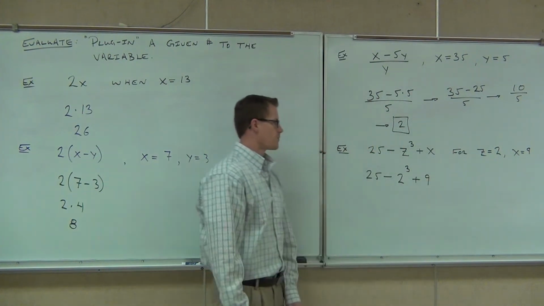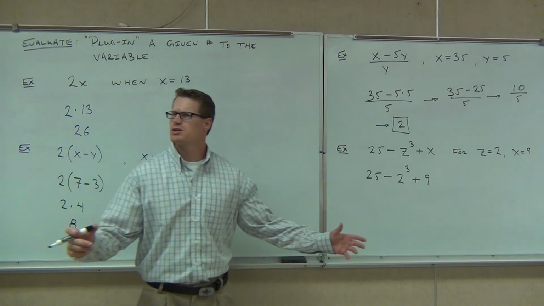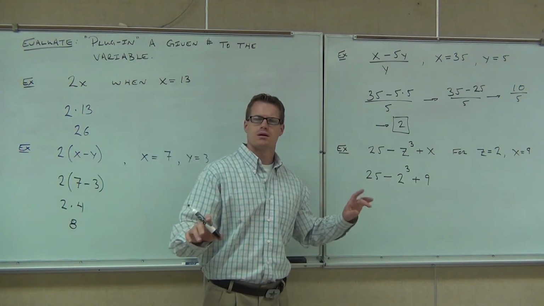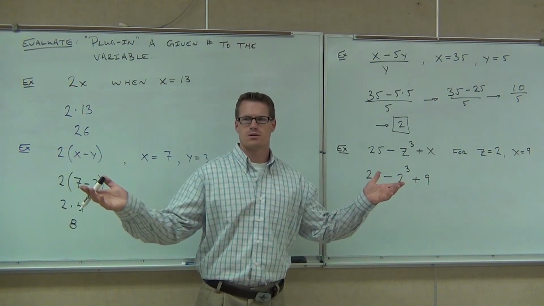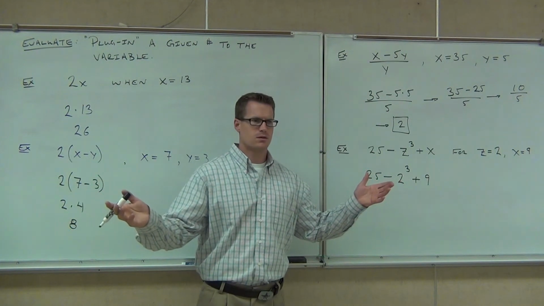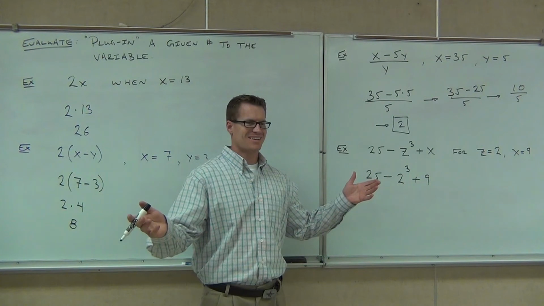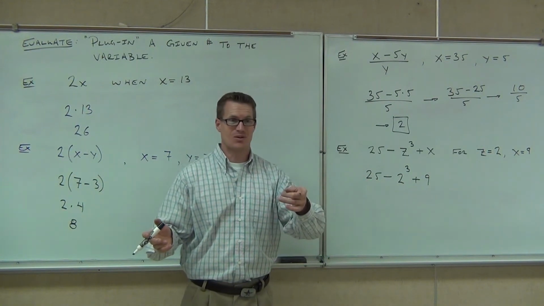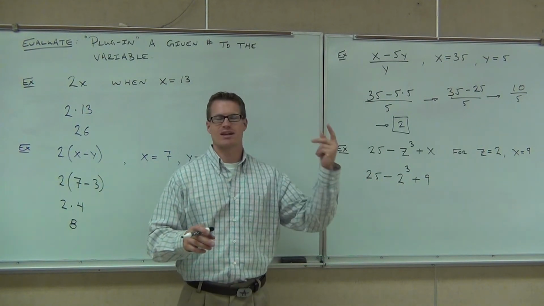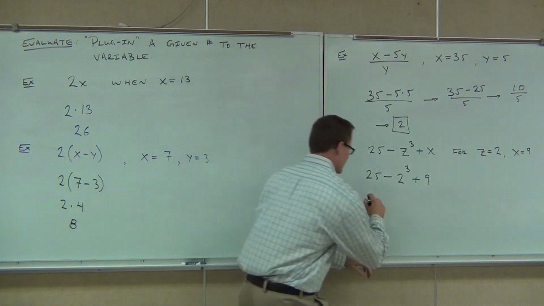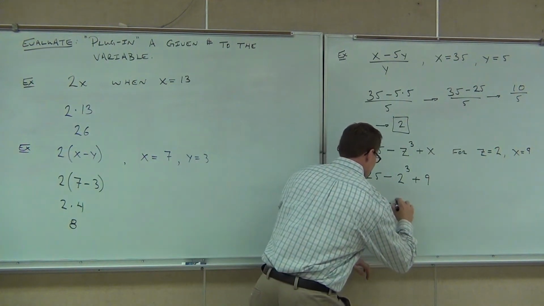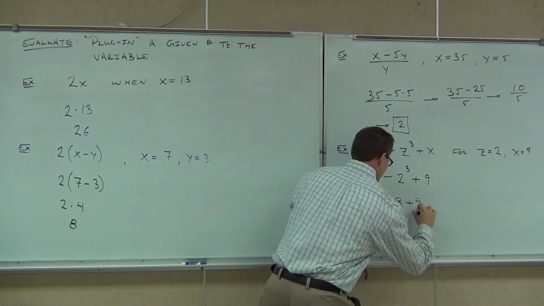Great, plus 9. Then we work it out. How much is 2 cubed, by the way? 8. Okay, why? Because 2 times 2 is 4, times 2 again will be 8. Good. It's easy to do that, though. Don't get mad at yourself. It's easy to just look at it and go, oh. You're back to the basics. That's where your mind is. Your brain's programmed. Exactly.